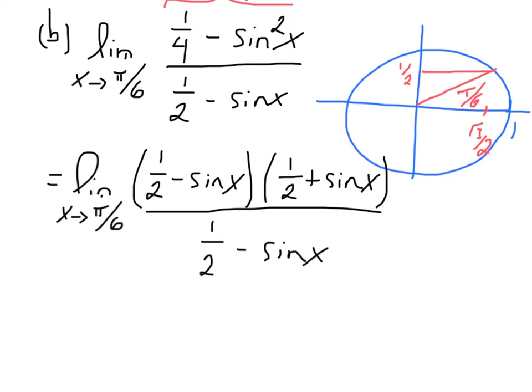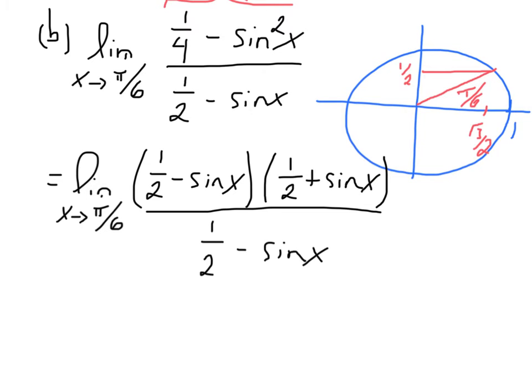Remember, when we take the limit as x tends to pi by 6, we only care about values of our function for x close to pi by 6, but not at pi by 6. So for all x's that we're concerned with, x actually isn't equal to pi by 6, and therefore 1/2 minus sine x, this denominator, won't equal 0 for all the x's that we're concerned with. And so we have a non-zero number here for all x's we're concerned with, the same non-zero number up here in the numerator, and we can cancel.